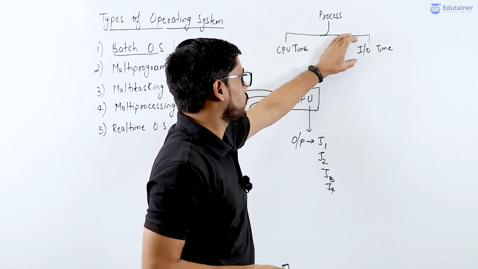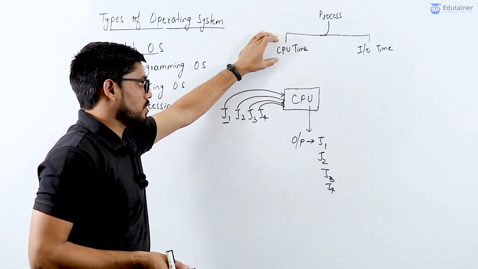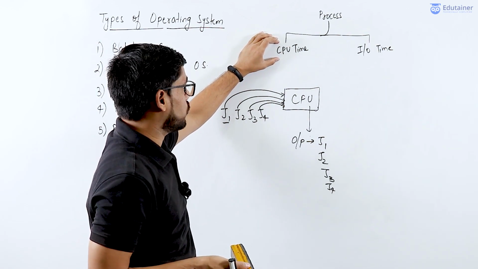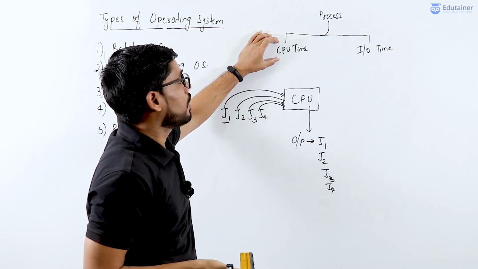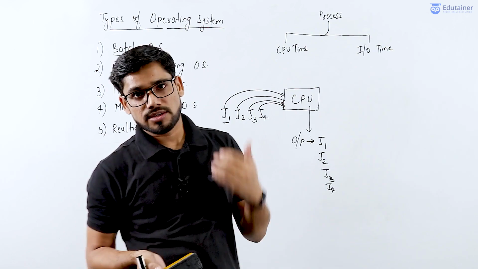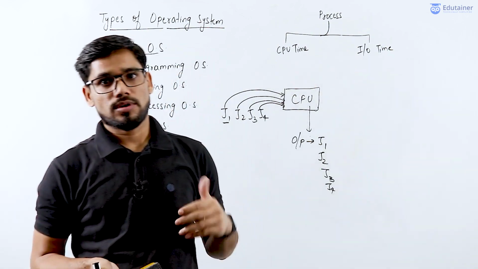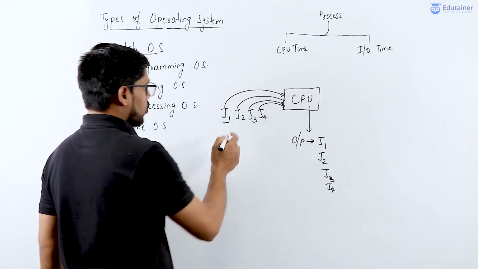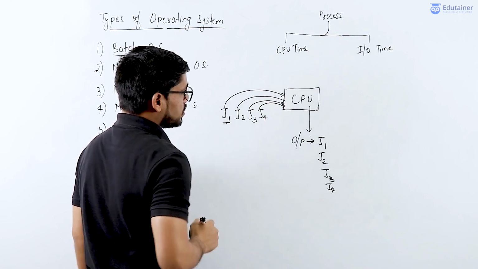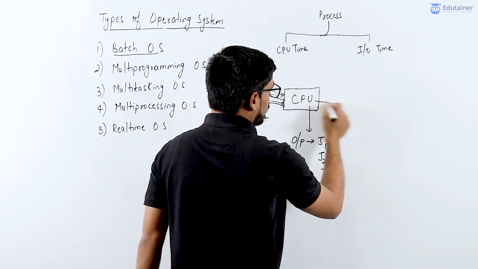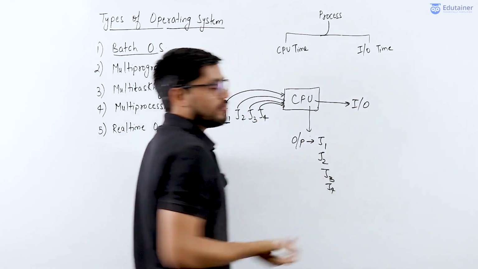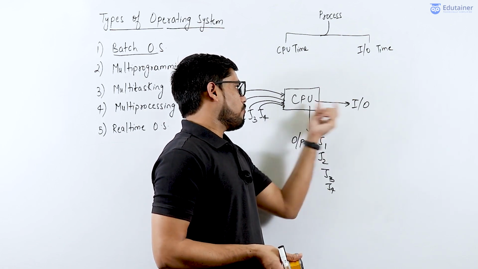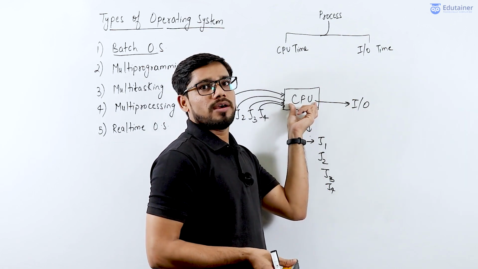What is CPU time and what is IO time? When a process or job requires the CPU processor to process the particular job, then CPU time will be needed. And when it requires input output, let's say it requires to read from input files or read from the keyboard, then it is input output time. So whenever job J1 is processed by the CPU and in between it requires input output, then it will go to the IO and compute the IO time. So when it computes the IO time, the CPU will be idle.